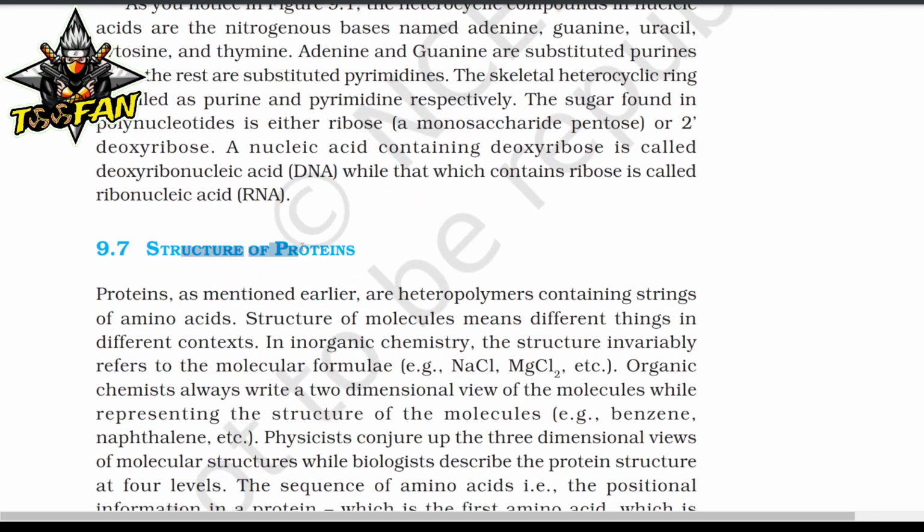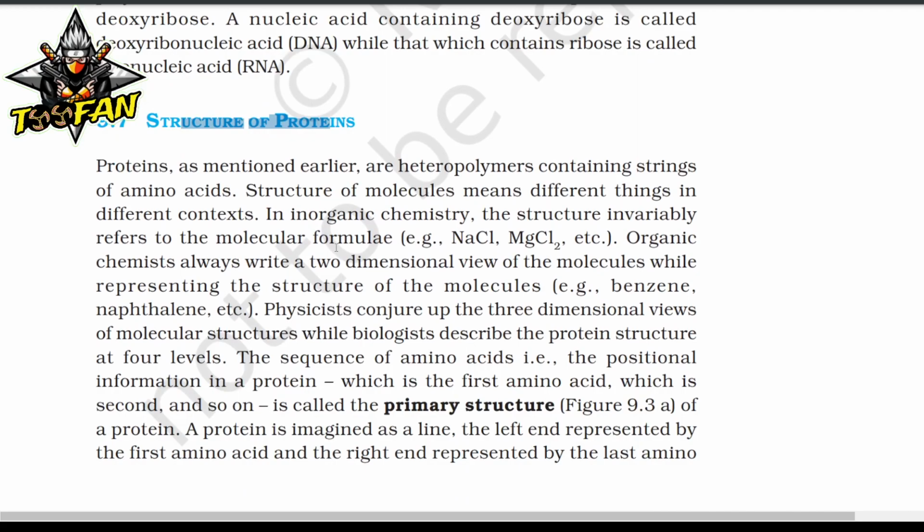Structures of protein. Protein, as mentioned earlier, is a heteropolymer containing strings of amino acids. Structures of molecules mean different things in different contexts. In inorganic chemistry, the structure invariably refers to the molecular formula, for example sodium chloride, magnesium chloride, etc. Organic chemists always write a two-dimensional view of the molecules while representing their structures, for example benzene, naphthalene, etc. Physicists conjure up three-dimensional views of molecular structures, while biologists describe the protein structure at four levels.